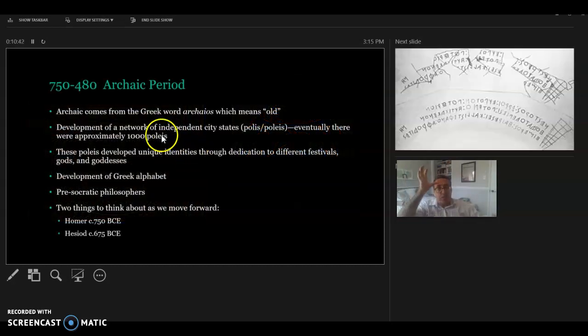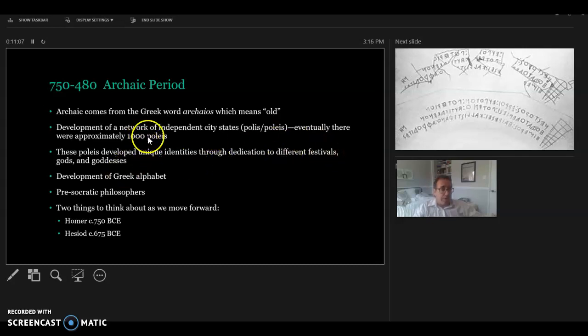Okay, and then that takes us to what we call the Archaic period. Archaic just comes from the Greek word which means old, right? So this is what we call the Old Period. So this is when we have a kind of reemergence of the Greek civilization. We have a network of independent city-states, which they call the polis, developing and becoming what we would think of as Greek culture.